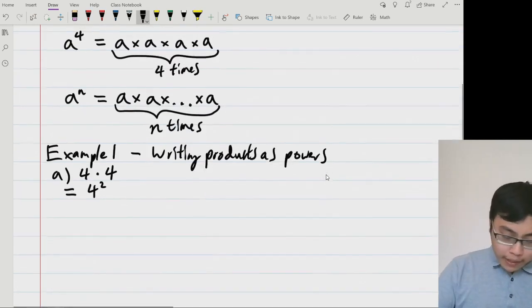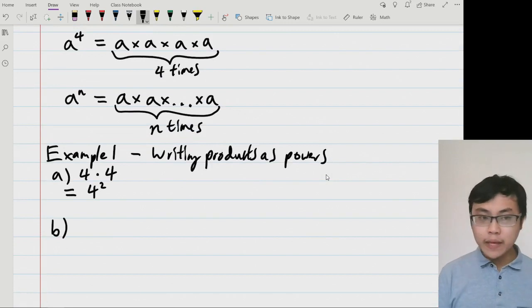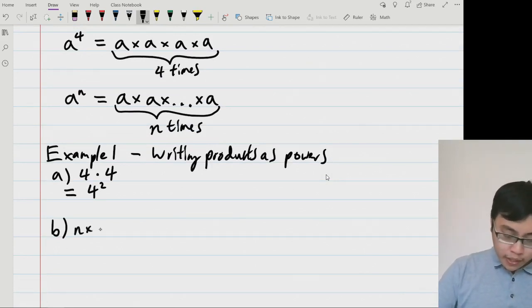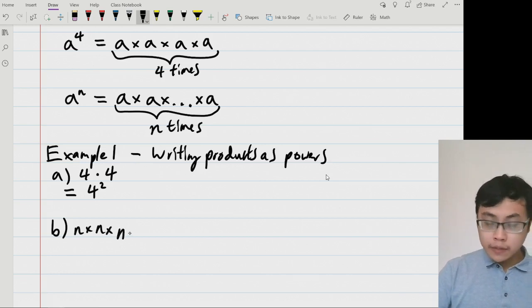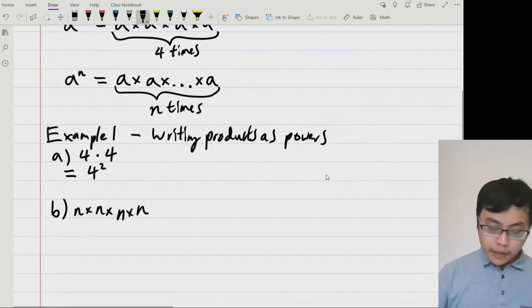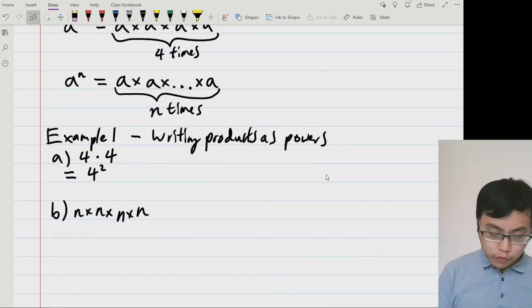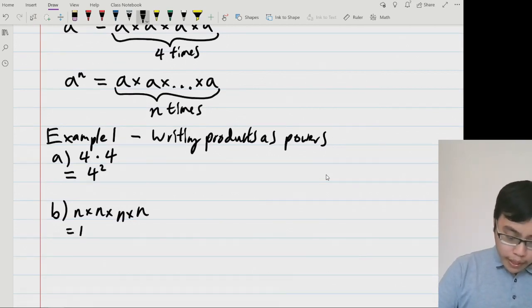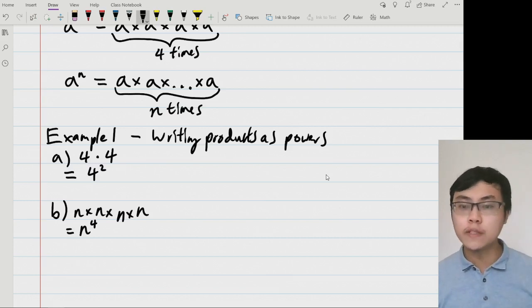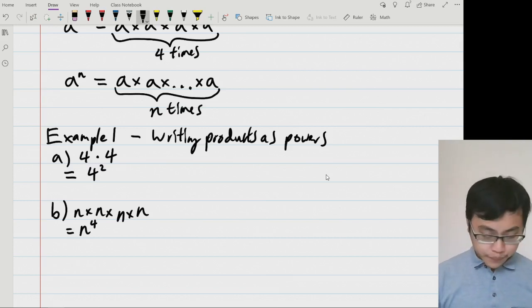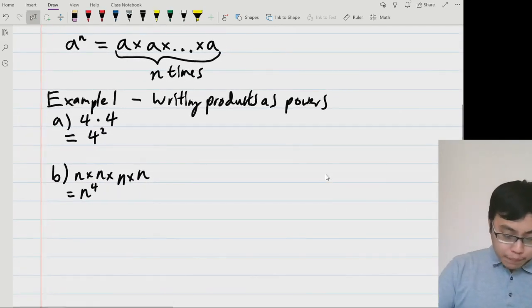Writing the product as a power. Next question, again, I'm going to skip a line and then you start your next question. B, this time I have n times n times n times n. How many times did I multiply itself? There's 1, 2, 3, 4. So that's going to be equal to n to the power 4. I've just written this as a power. I'm moving on to example 2.